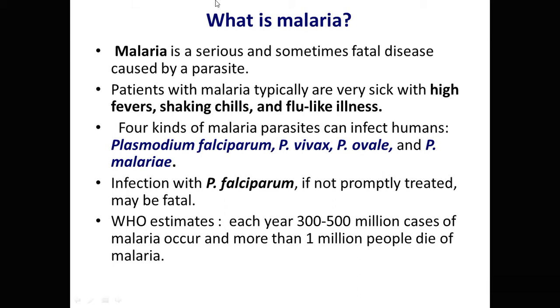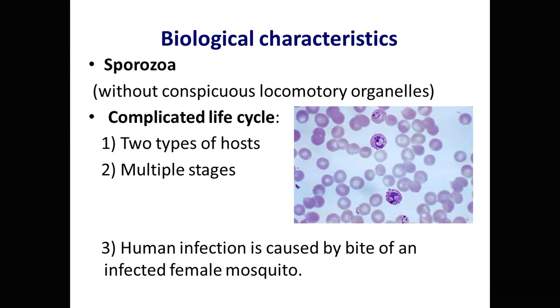And there are four major species of Plasmodium that can infect humans: Plasmodium falciparum, vivax, ovale, and malariae. Plasmodium falciparum causes more severe disease in general. And annually, there are up to 500 million cases of malaria, and out of these, 1 million people die annually due to malaria.